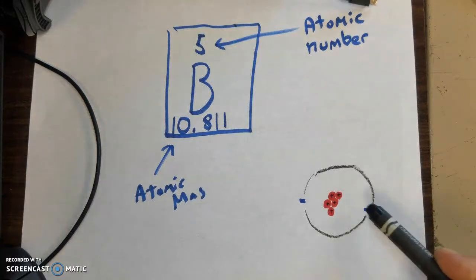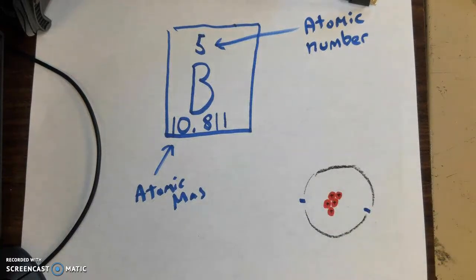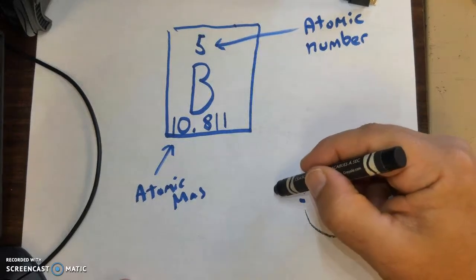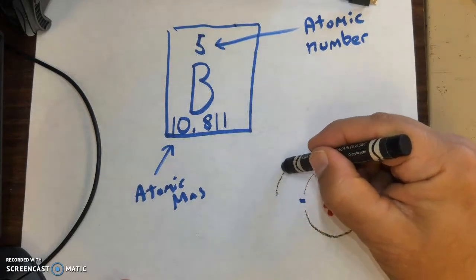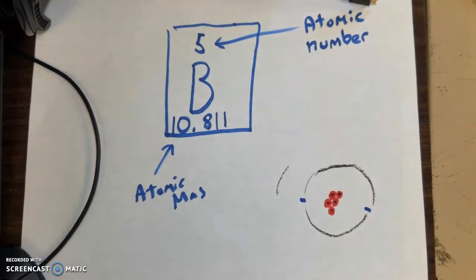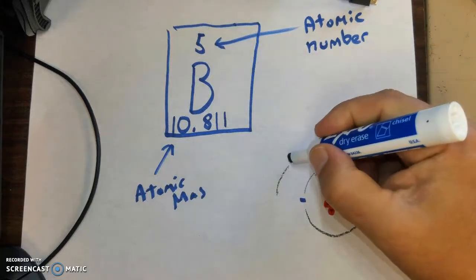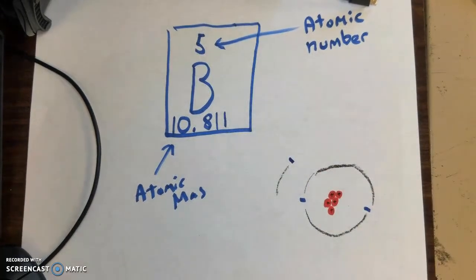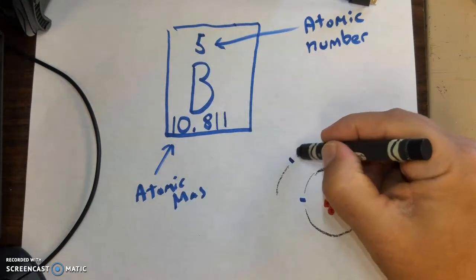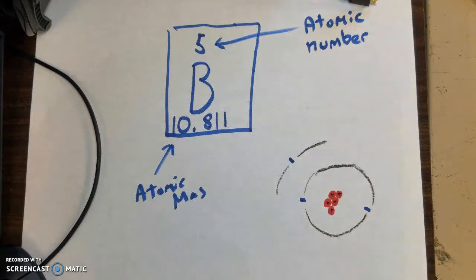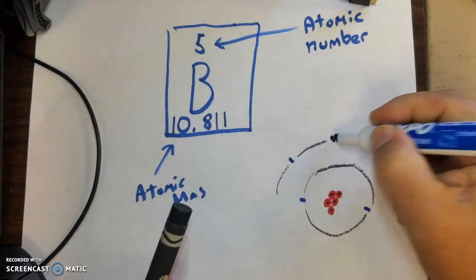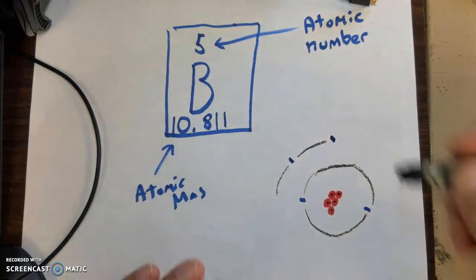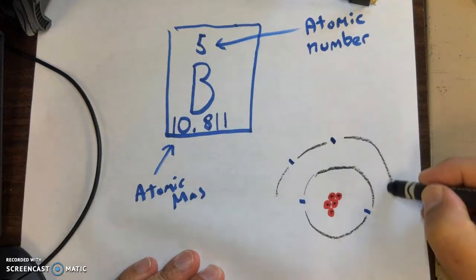Now, I've got 2 negatives here, and 5 positives in here. So I have to go one more shell out in order to make this thing balanced. I'm going to put 3: 1, 2, 3. Put a third one out here.